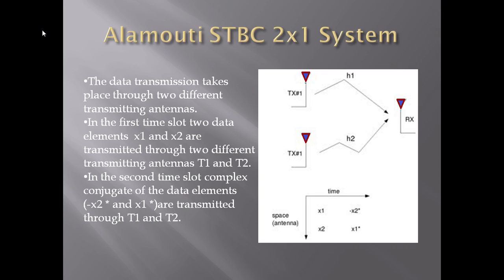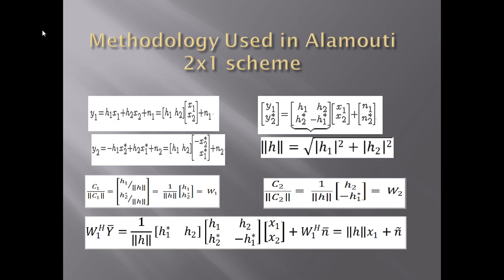An Alamouti STBC 2x1 system has 2 transmitting antennas and 1 receiving antenna. In the first time slot, the 2 transmitting antennas transmit x1 and x2. In the second time slot, the 2 transmitting antennas transmit minus x2 conjugate and x1 conjugate, respectively. The Alamouti 2x1 system can be represented as follows.